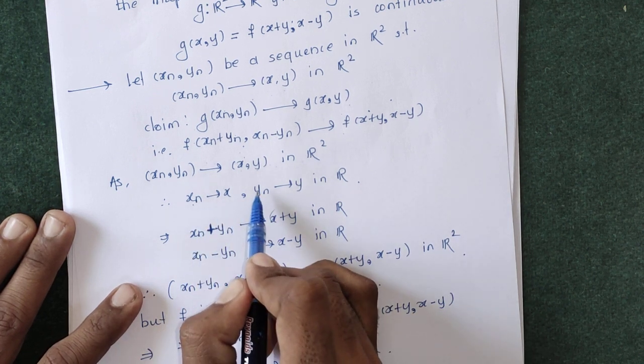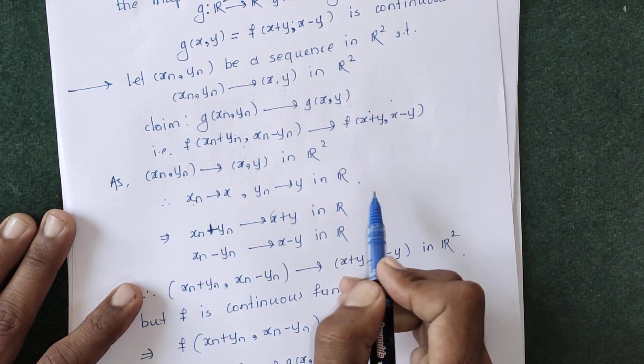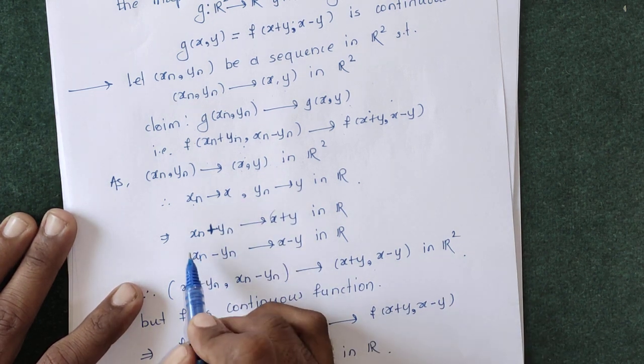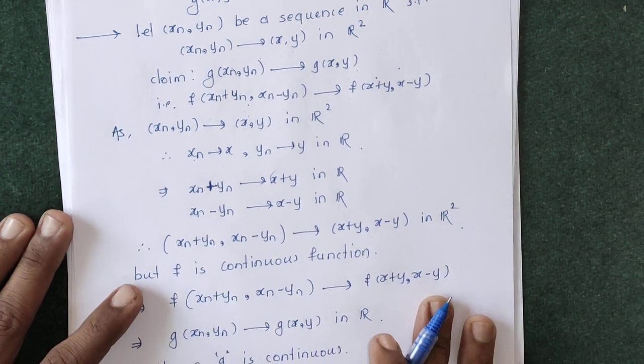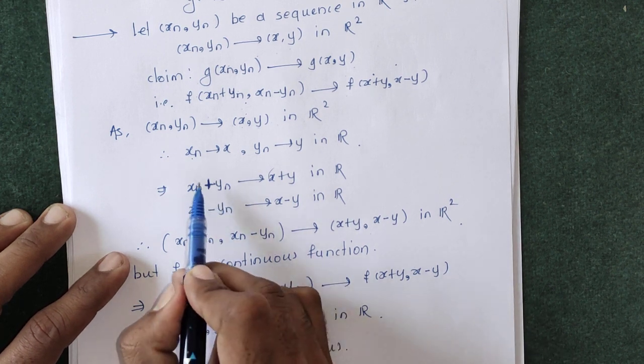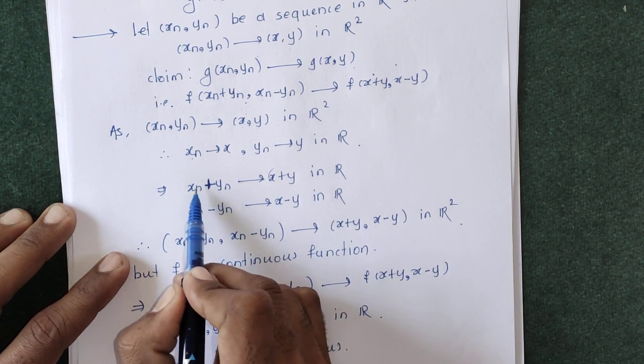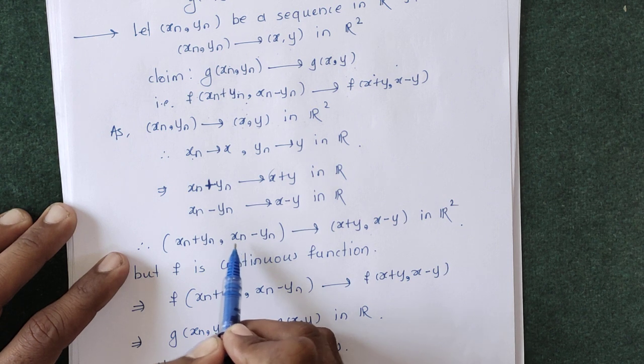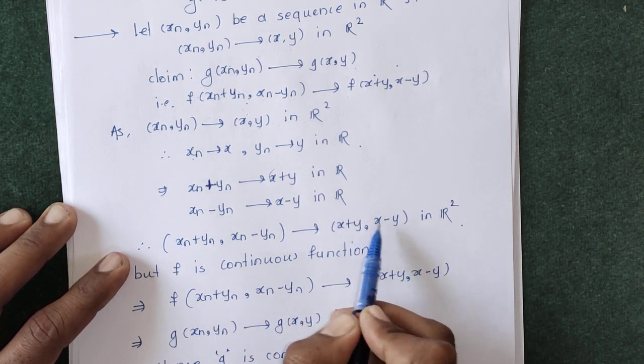So x_n + y_n converges to x + y in R. Also x_n − y_n converges to x − y in R. So if you use the product metric space, we can write the product of these two. That is, if you take the ordered pair, this will be a sequence in R² that converges to this point in R².